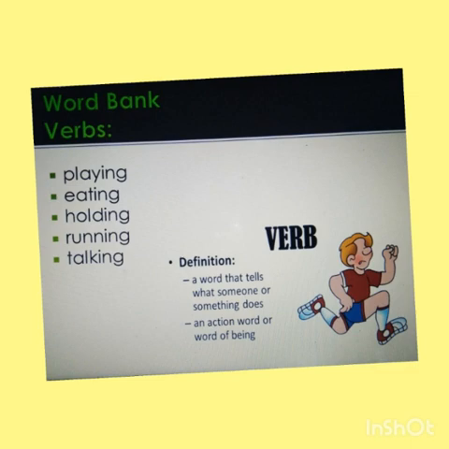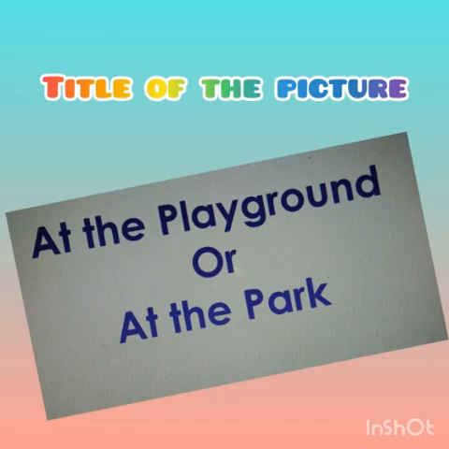The two boys are holding a toy car. Two kids are running. Girls are talking. So, like this, you have to make the sentences easily. You have to suggest the title: at the playground, or the park, or at the park. So, these are the titles you can think of.